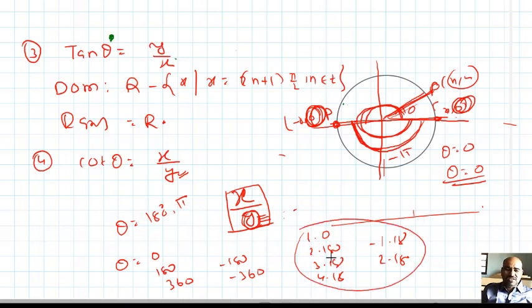Here 1, 2, 3, 4 are natural numbers. No, integral multiples of 180 degree. Simply I can say n into 180 degree, or I can write n pi, where n belongs to Z. For these angles, the cot function will not be defined. I will write.